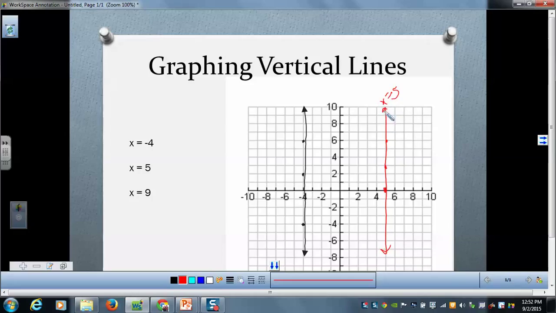Go ahead and see if you can sketch x equals 9 real quick. Pause the video, sketch that, and then turn it back on. Let's see how you do. Okay, let's do x equals 9. Hopefully you have a line, maybe a little straighter than mine, but it should look something like this. So there's x equals 9, and that's all you have to do to graph a vertical line.